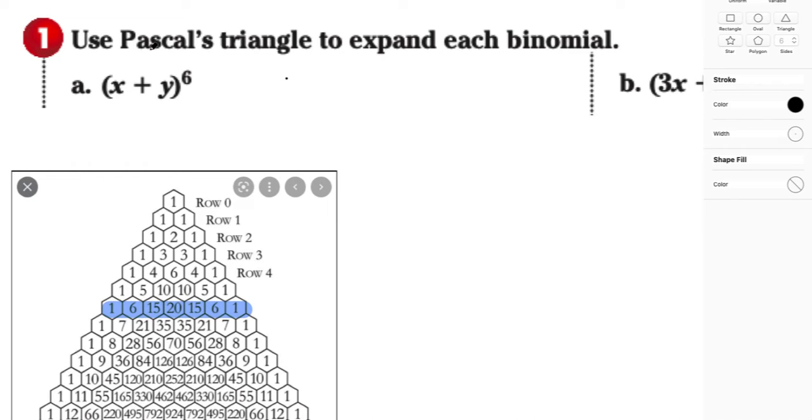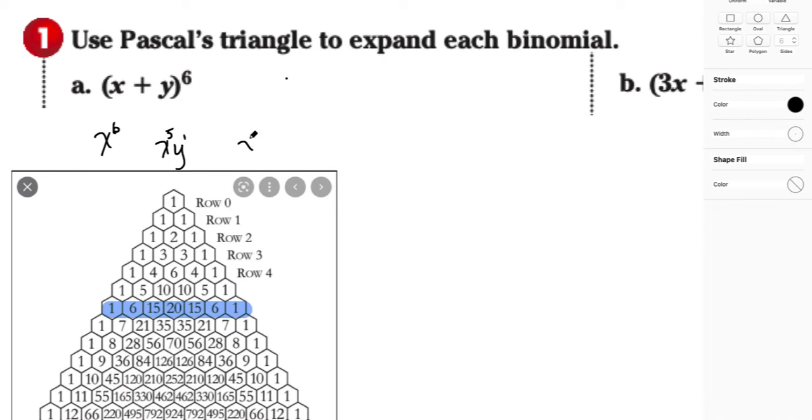What we're going to do is expand this, instead of multiplying it all out, by using the binomial expansion based on Pascal's triangle. So we're using the 6th row, and here's what we're going to recognize. The first term will be x to the 6th power, and the second term will be x to the 5th power, y to the 1st. I want you to notice that the sum of the exponents in each term will always be 6.